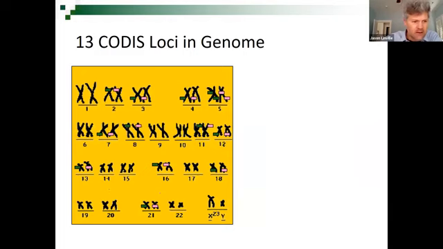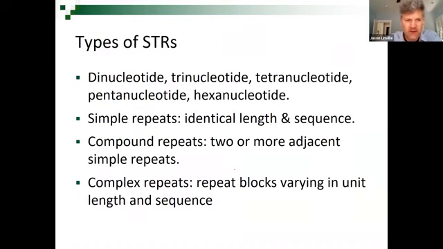All right. So we have these 13 loci in the genome. The FBI picks these 13, and this just shows how they're all spread out, and on different chromosomes. All right.